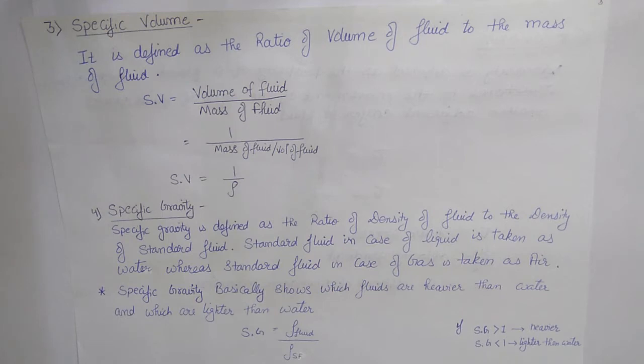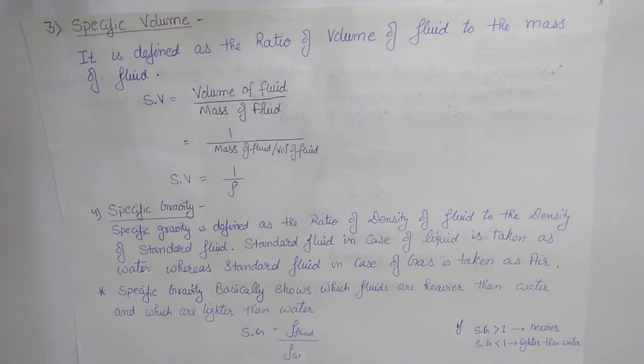Moving on, the third property is specific volume. It is defined as the ratio of volume of fluid to the mass of the fluid. It is denoted by letters S.V., and it is given as volume of fluid upon mass of the fluid. Specific volume is also the inverse of the mass density of the fluid.